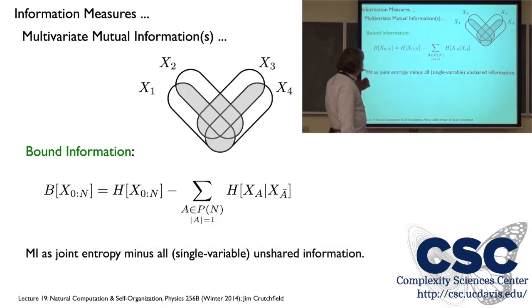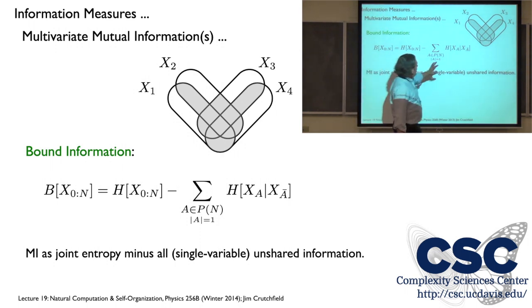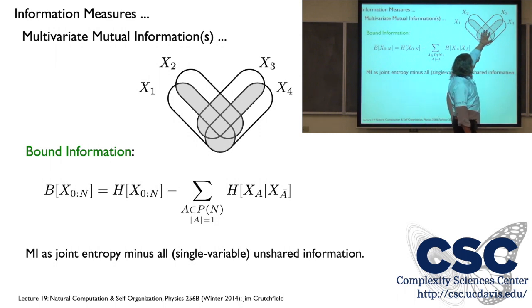Okay, then there's the third one, called the bound information, and we're going to use this a lot on Thursday. It's a nice, interesting quantity for time series, but not in the time context. What it does is easiest to explain up here with the I diagram.